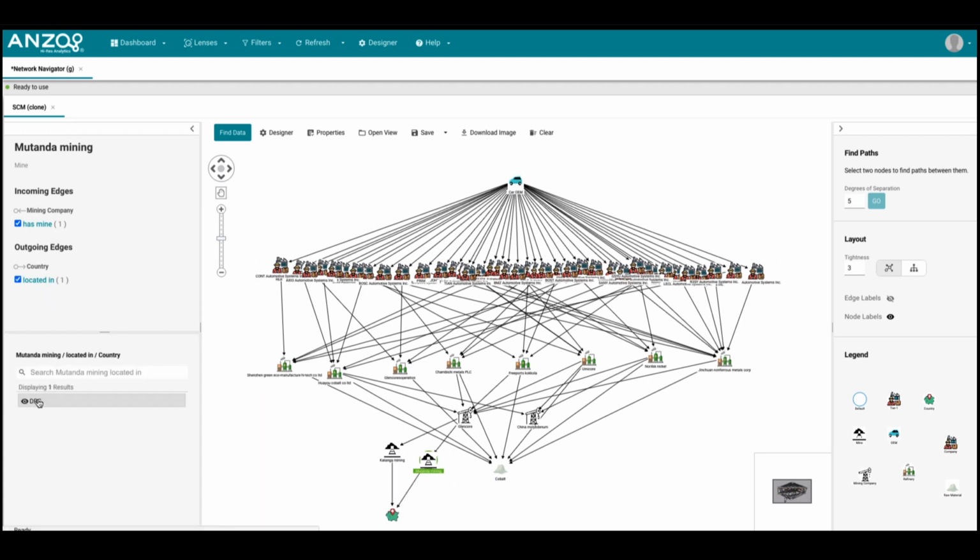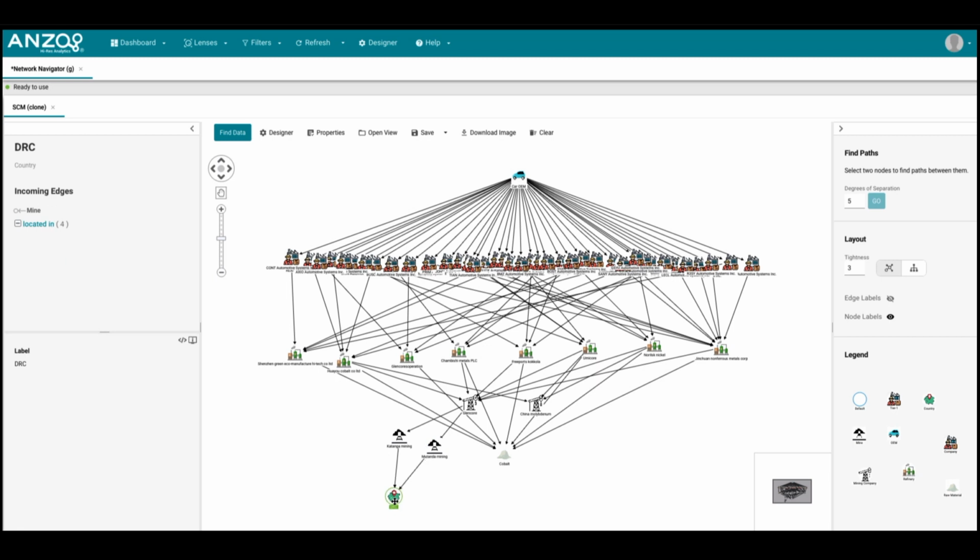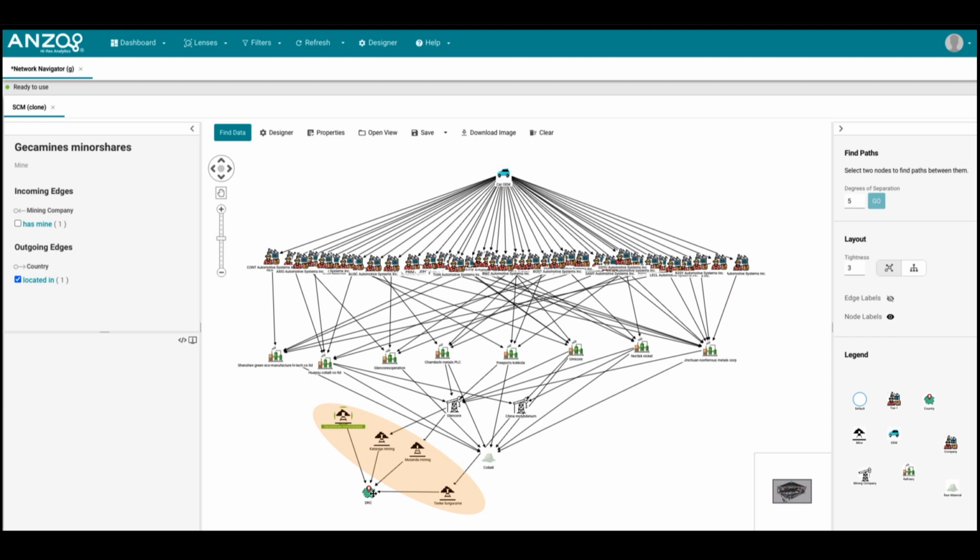We can see that these 2 mines are located in one country, the DRC. Noticeably, both mines that supply cobalt to refineries are also located in the DRC. From here, we may want to understand if there are additional mines in the DRC that our supply chain relies on. And we can see that all of the mines that supply this chain with cobalt, even though they are owned by different companies, are located in the same country.